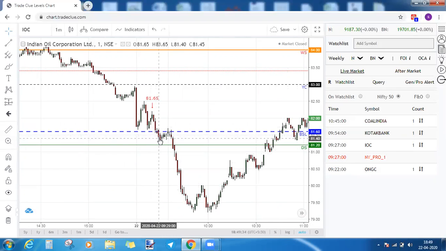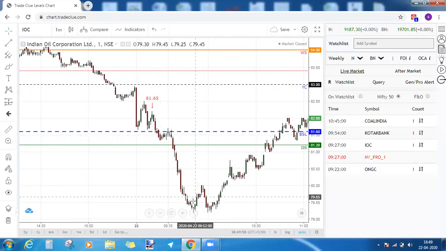And as I told earlier, whenever it tests the day's prominent level, so DS is also a prominent support level for intraday time frame. If you have put your stop loss here, and when a test of that level happens and a break of that level happens, you can modify your stop loss from here to here. So you have got a tremendous opportunity today, and the entry price was somewhere around 81.65, and it fell until 79 rupees. So this was also a very good fall observed in IOC.